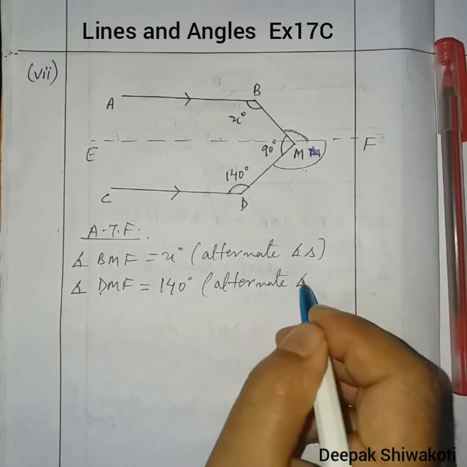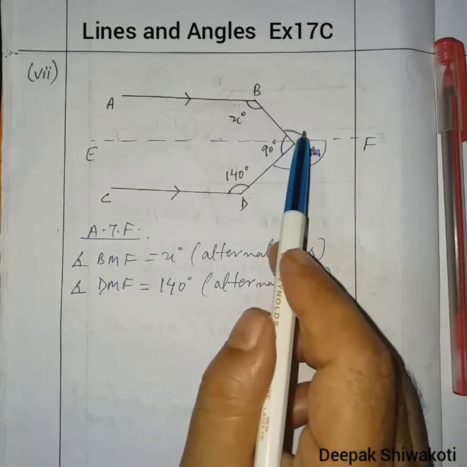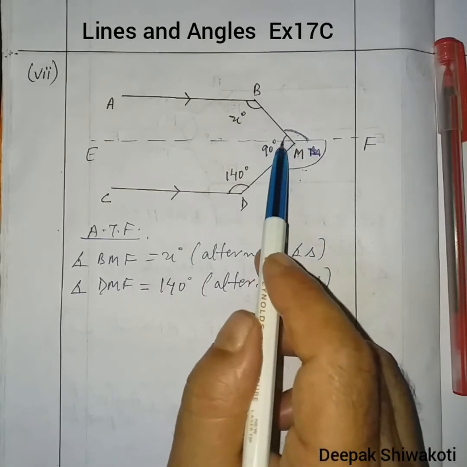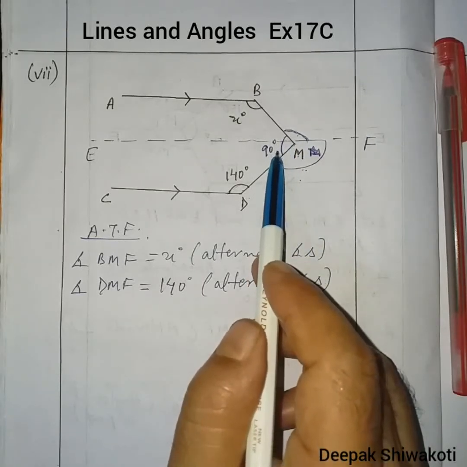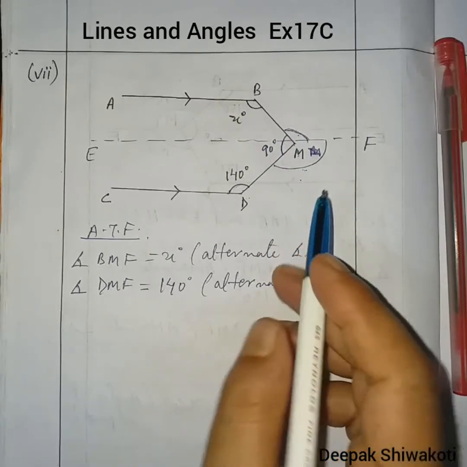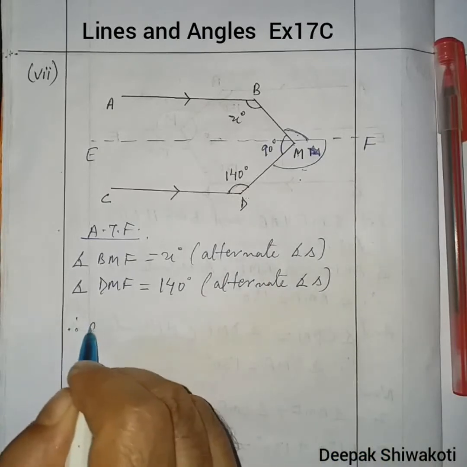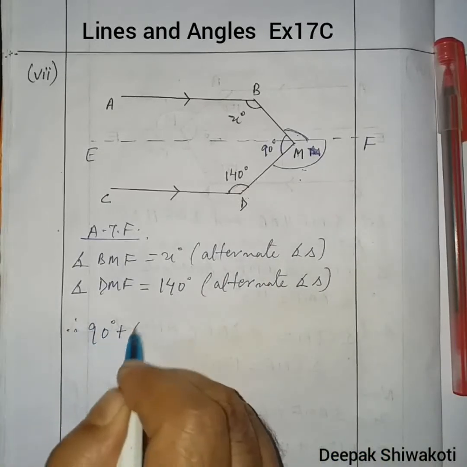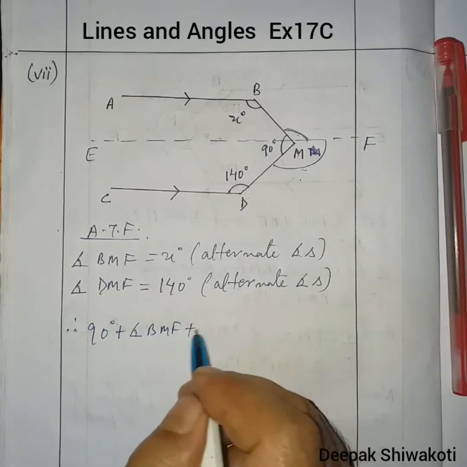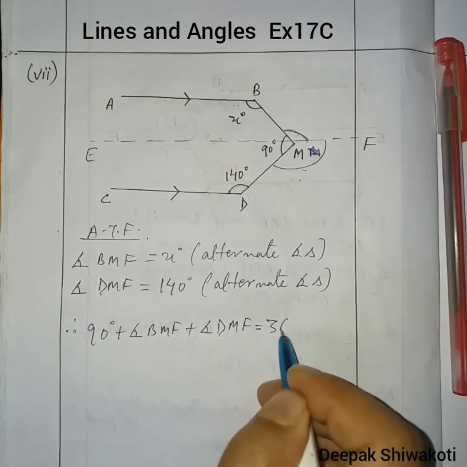Alternate angles. Okay, so now here at this point, this is x degree, this is 140 degree, and this one is 90 degree. So the sum of these angles is equal to 360 degree, because of the sum of angles at a point. Therefore 90 degree plus angle BMF plus angle DMF is equal to 360 degree.